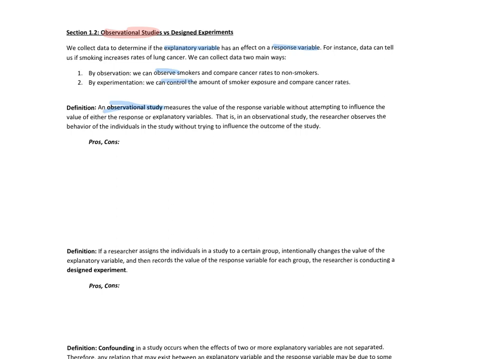Pros and cons. The pros is that this is fairly easy to do. And when we say fairly easy in this world, it means it doesn't take a lot of time and it's cheap. So fairly easy means fast and cheap. All right, and the reason why is we're just observing. We're not trying to control the variables.